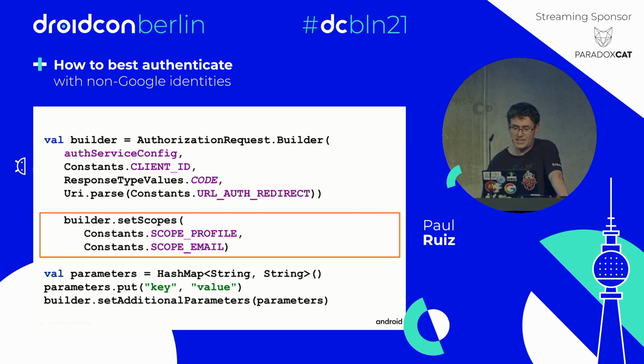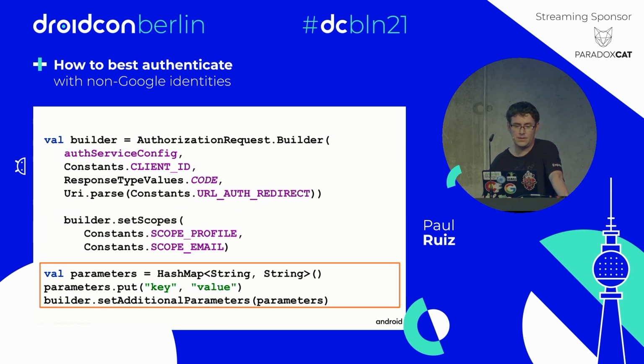Then, while it's not necessary for this example, we're also going to set some scopes just so that you can see how they're added in case they're required for your cases. Finally, we'll create a hash map for any additional parameters that we want to include within our initial authorization request. Again, not really being used for this example, but it's something I wanted to show in case you do need it.